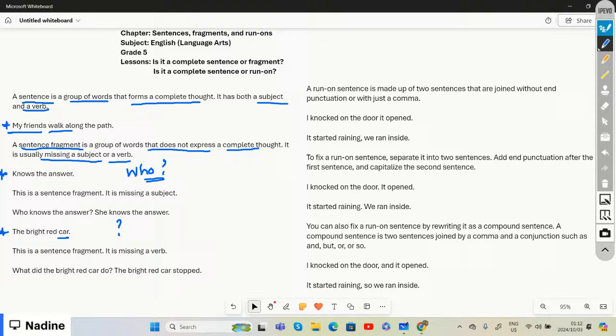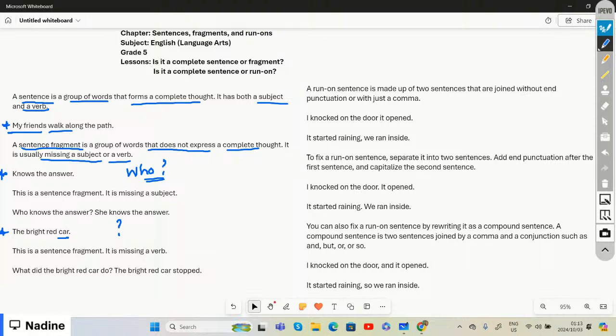So remember, if there's no subject or there's no verb, then that is a sentence fragment. And that means it is not expressing a complete thought. It's not a complete sentence, because a completed sentence has both a subject and a verb. We won't say that a fragment is not a sentence. It is just not a completed sentence.